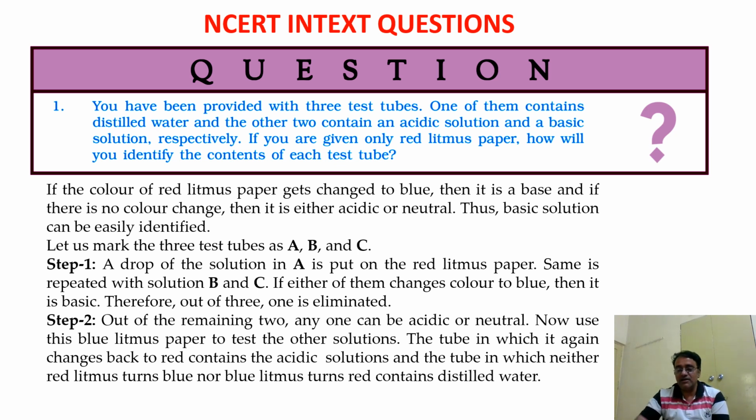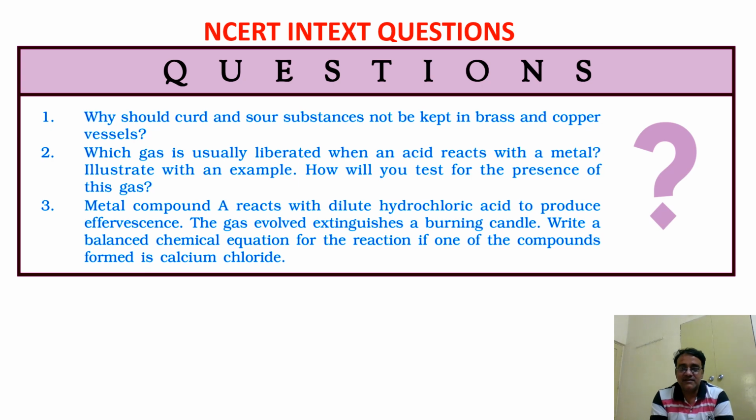Okay, now let us move towards the second NCERT questions, that is page number 22. Okay, so first question मैं read कर रहा हूँ. First question is, why should curd and sour substances not be kept in brass and copper? See, curd and other sour substances. Sour जहाँ word आ गया, that means वहाँ पे acids है, right? Because acids are sour in taste.